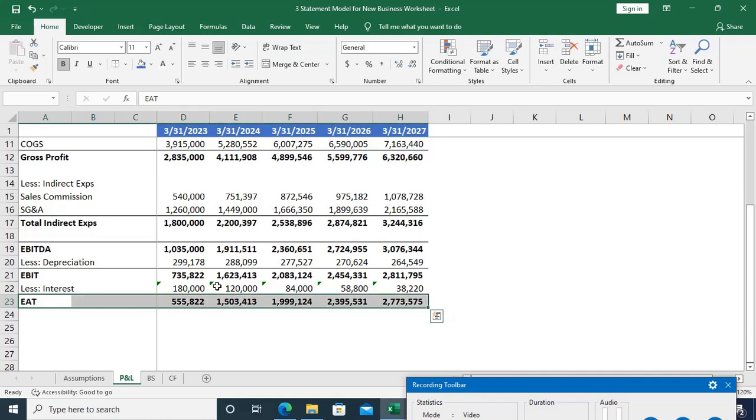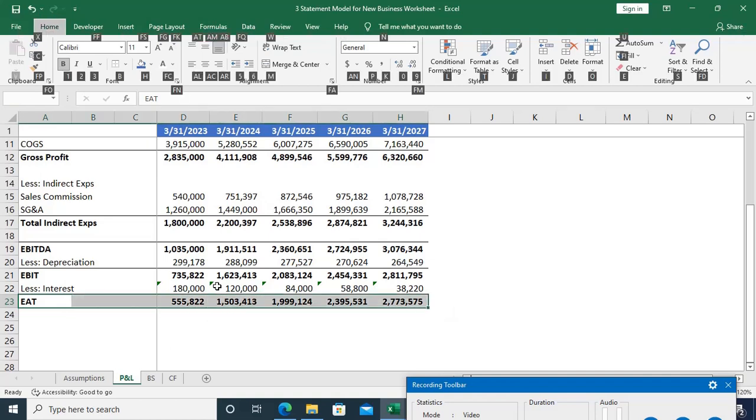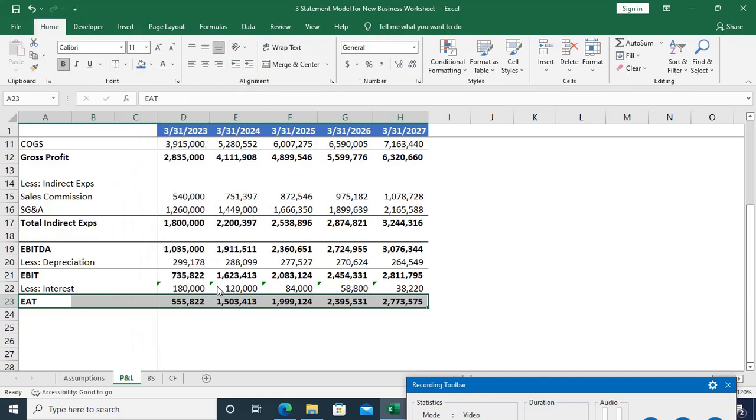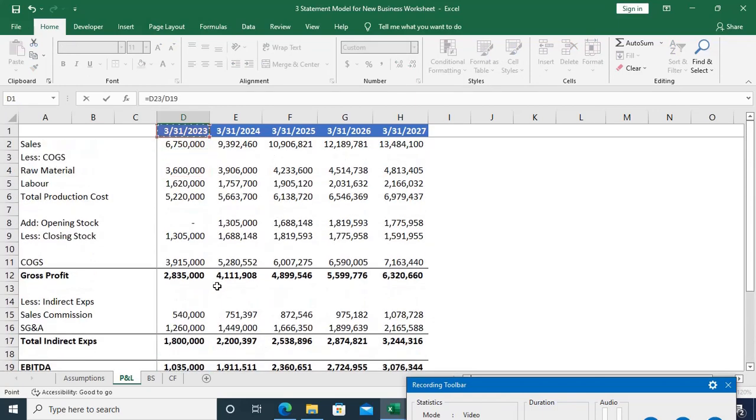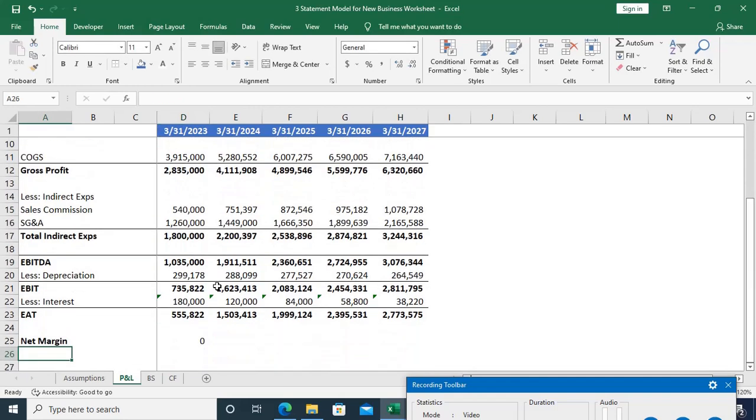So Alt H B P, earnings after tax. Now we can calculate net margin because we have to do something with the dividend part also. So net margin. How to calculate this net margin? You know that EAT divided by this one.